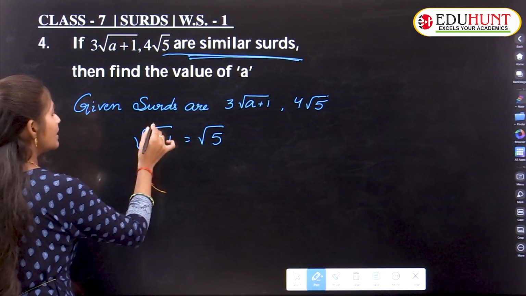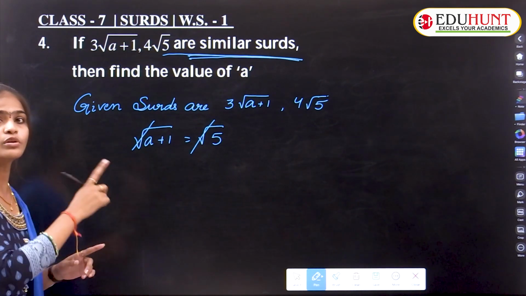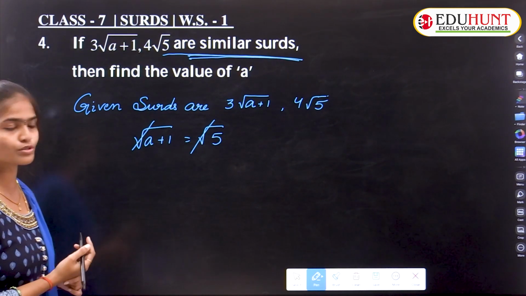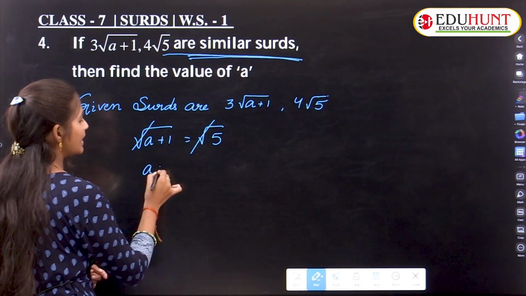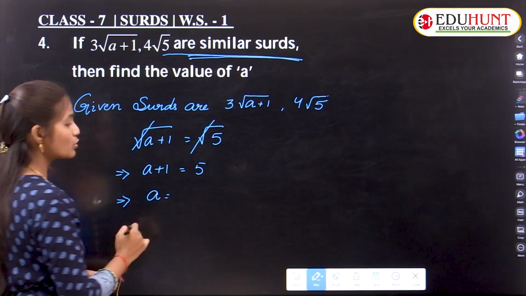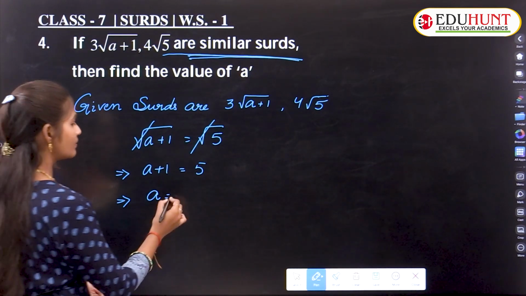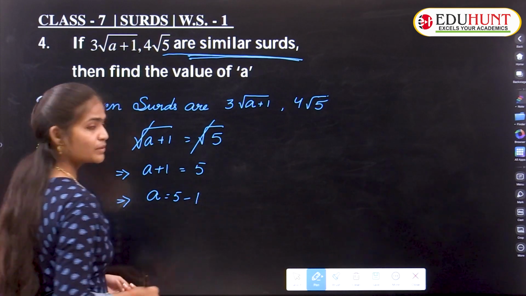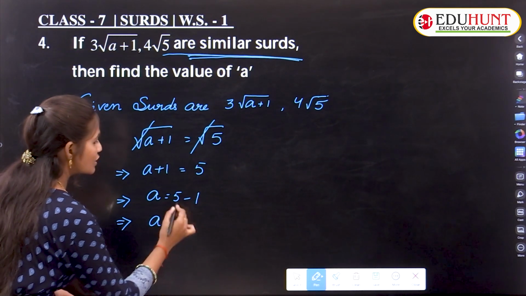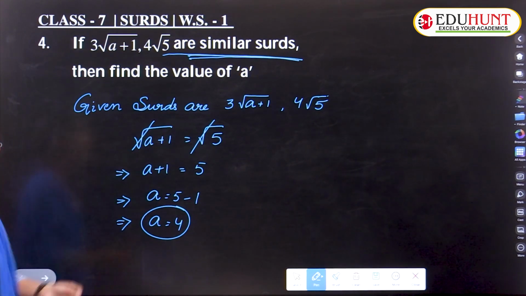So that's why here square root and square root get cancelled. If we have the same symbol, same square root or same cube root, any root value the same on both LHS and RHS, then we can cancel those two. Next, here a plus 1 is equal to 5. So from this, a is equal to, while using transposition, here plus 1 becomes minus 1. Already you know the transformations, right? So here plus 1 becomes minus 1. So here we will get a is equal to 5 minus 1 is equal to 4. So what is the value of a here? a is equal to 4.